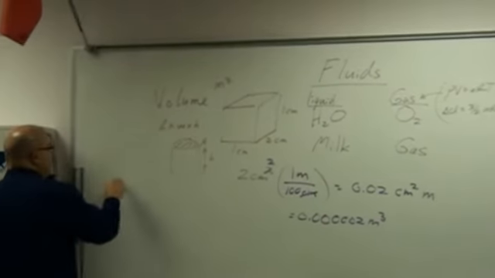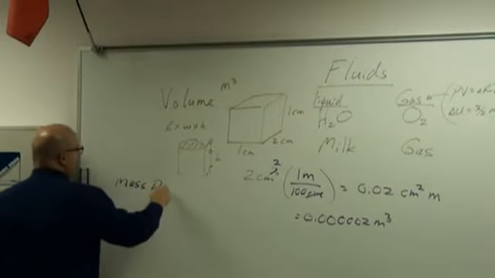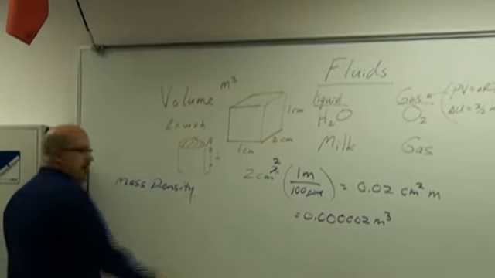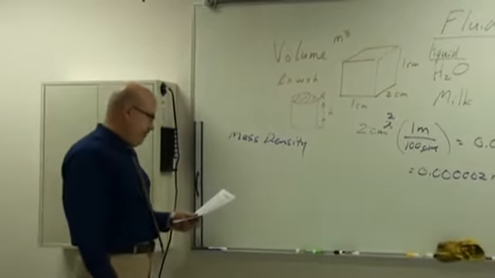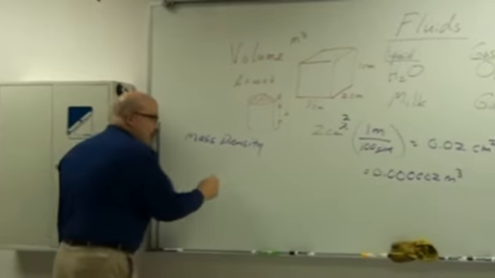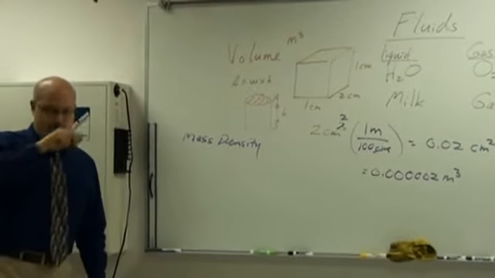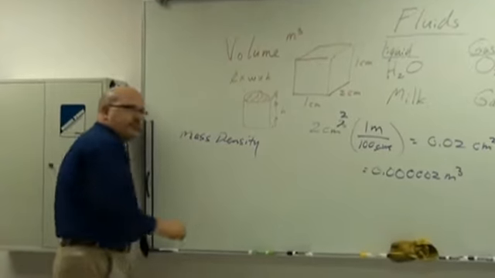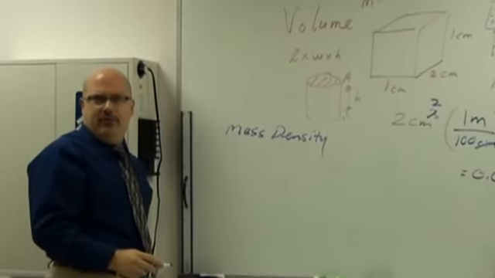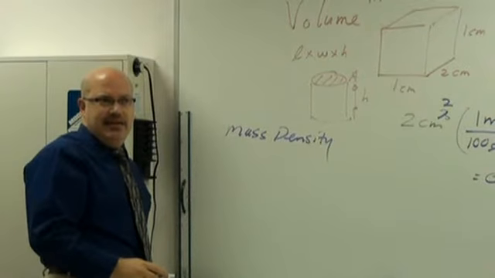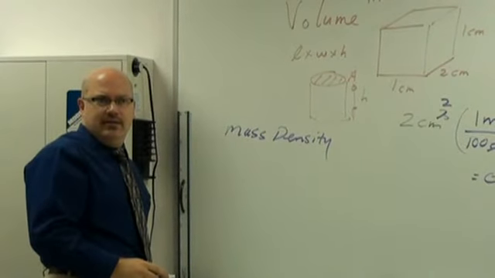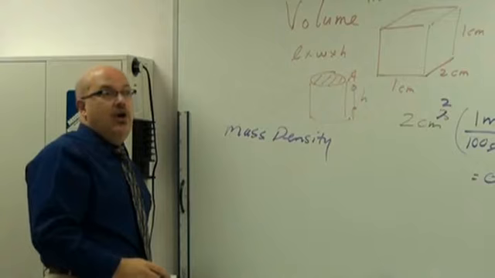All right. Let's talk a little bit about mass density. So we've talked about volume. Okay, mass density. What's the symbol for mass density? In chemistry, density is D, mass is M.